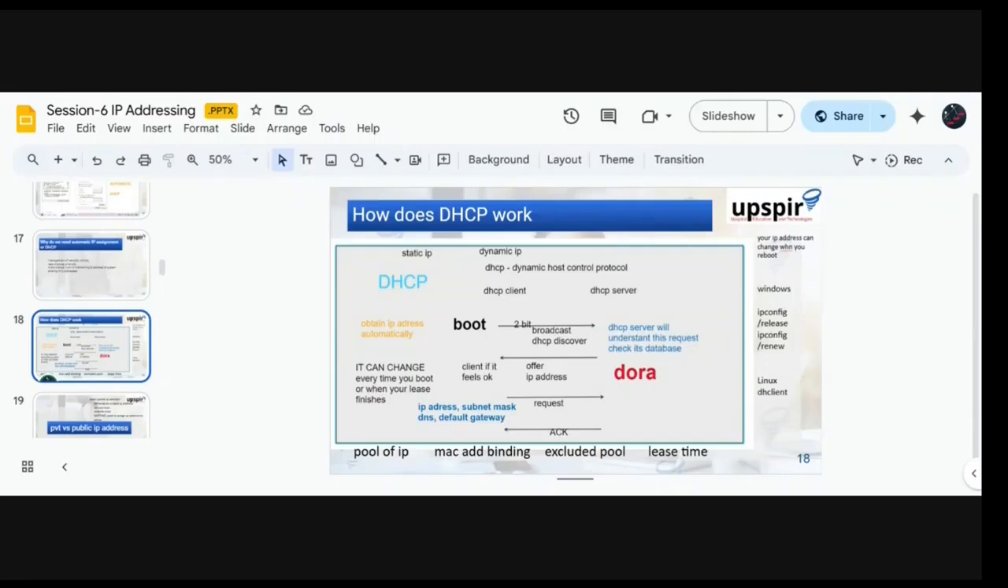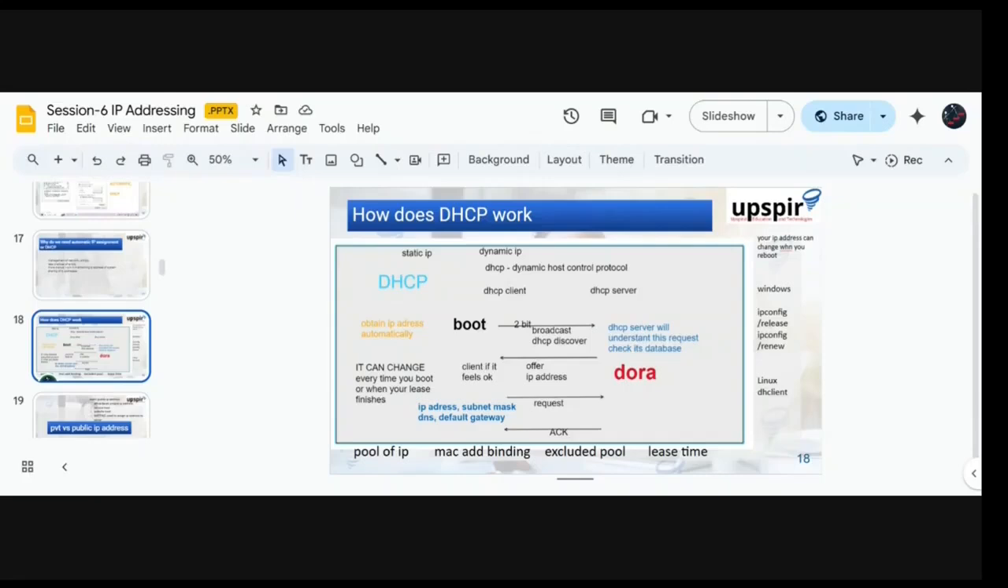There are certain other things that are happening with DHCP. On the DHCP server, we can define the pool of IP addresses from which we have to assign the IP address. We can also do MAC address binding. It means that a particular system in your network will always get the same IP. That configuration we can do on the DHCP server. On the DHCP server, we can also set the excluded pool. There are scenarios where I don't want to give my servers dynamic IP addresses. I want to have static IP addresses for my servers so that they do not change. So I can define that these 10 IP addresses should never be assigned to any machine, and those 10 IP addresses I can assign to my servers.